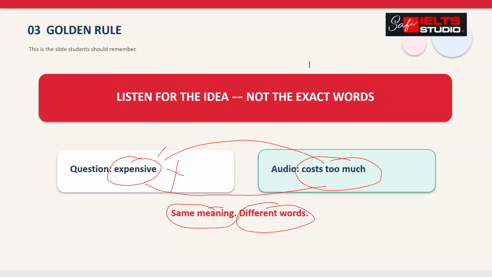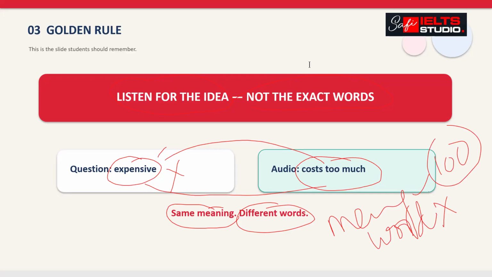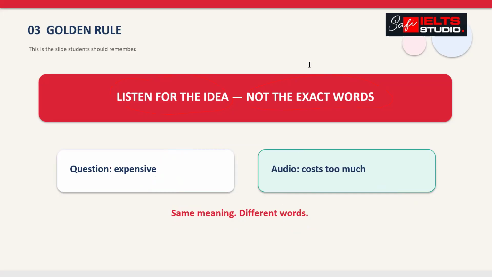So if you know that the speaker is going to use different words but with the same meaning, you try to match meaning. You don't try to match words. If anyone tries to match words, he cannot achieve a high band in IELTS listening. If someone tries to match meaning, he will get 100% of his score. So the first point, always try to match ideas and meaning, not words.